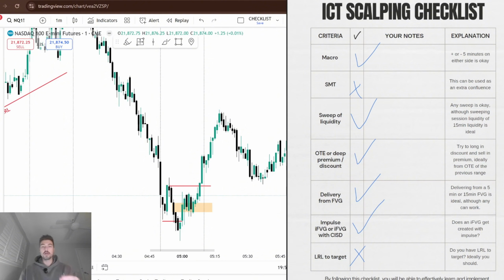Anything over 4, right? 4 or more is valid. 5, 6, 7 things ticked, it's a trade that's a no-brainer, and then you probably should be risking more on, because risk on in some situations would mean all these things are ticked off.